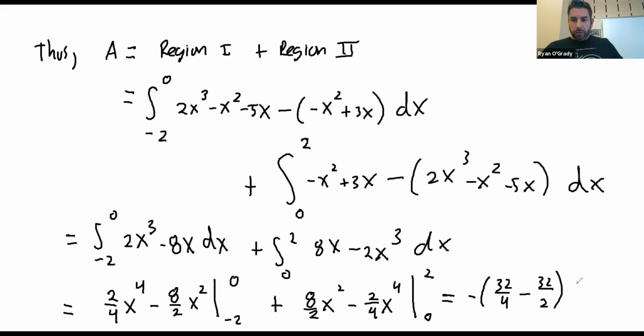And then over here, it's going to be plus what happens when I plug in 2. So when I plug in 2, it's going to just be the opposite. It's going to be 32 halves minus, well, 2 to the fourth is 16, so this becomes minus 32 fourths. And so what's the answer? Well, -32 fourths plus 32 fourths is 0, and plus or minus is 0.